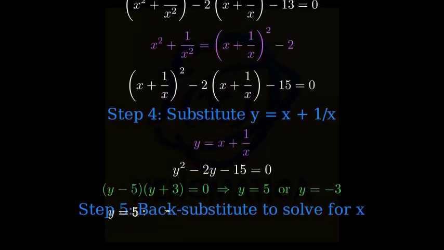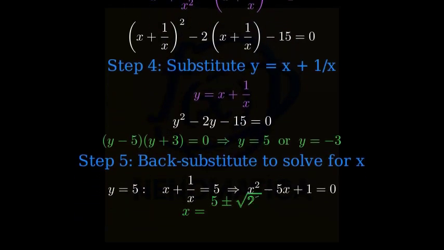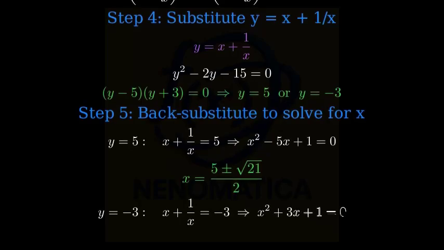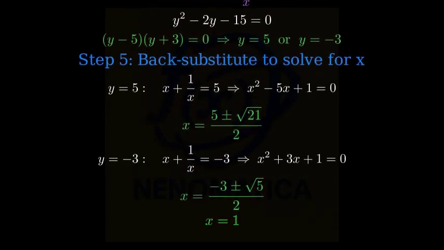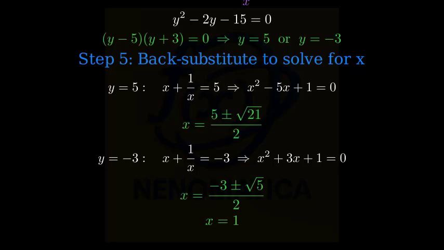Step 5. For y equals 5, we have x plus 1 over x equals 5, which gives x squared minus 5x plus 1 equals 0. The solutions are 5 plus or minus the square root of 21, all over 2. For y equals negative 3, we have x plus 1 over x equals negative 3, which gives x squared plus 3x plus 1 equals 0. The solutions are negative 3 plus or minus the square root of 5, all over 2. Do not forget the earlier root x equals 1.